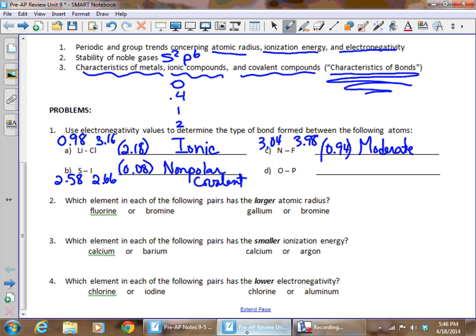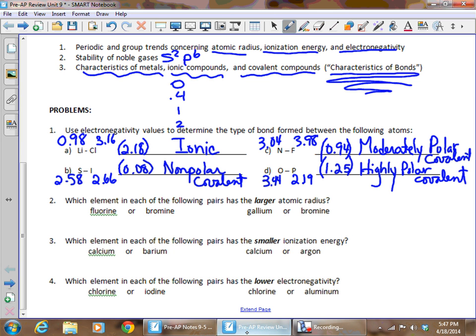And again, this table is written out on notes 9-5. You do have to know the scale. And finally, the last one, oxygen is 3.44. Phosphorus is 2.19. That gives us a difference of 1.25, and that tells us that it is highly polar covalent. So those are the different types of bonds that we can have, from the nonpolar ranging up to the ionic, which is a total transfer of electrons, not being shared at all.